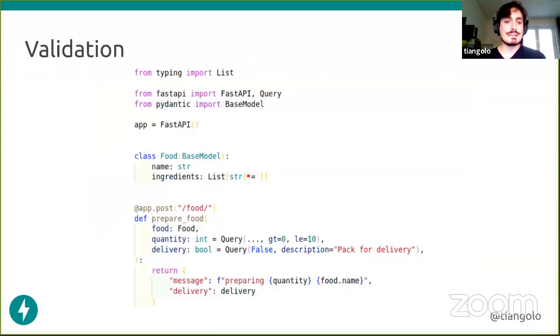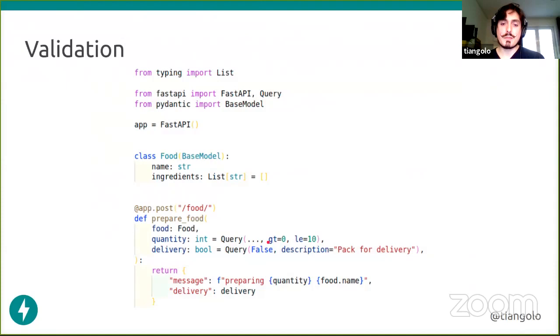Now, some extra validation. Now we're going to say that this quantity we are not okay with it just being an integer, because we don't want someone to send a -5 to our API. We want the quantity to be something between 0 and 10. So this has to be greater than 0, so this has to be at least 1. And this has to be less than or equal to 10.